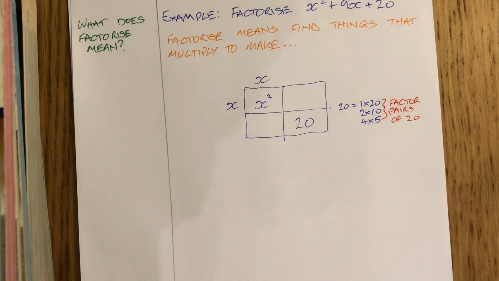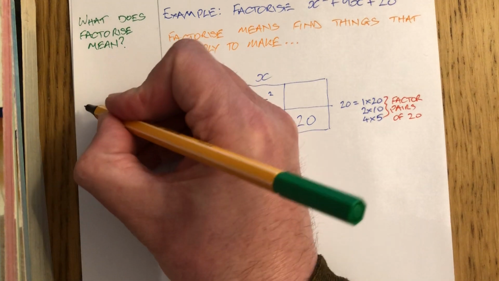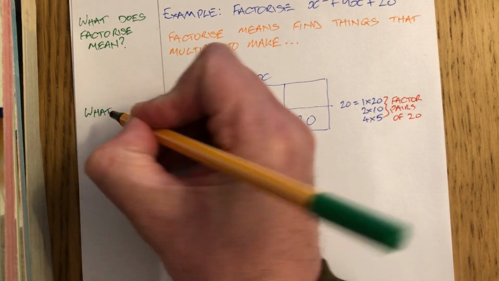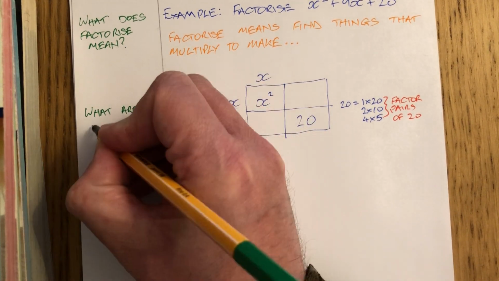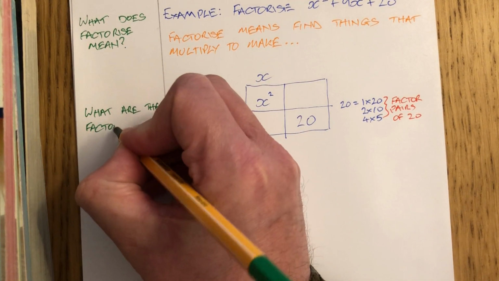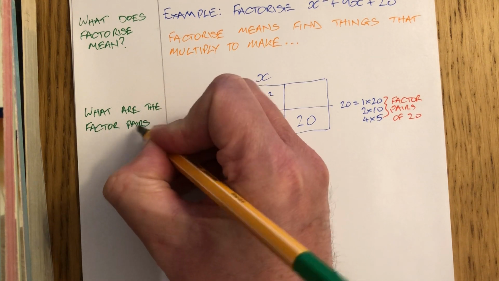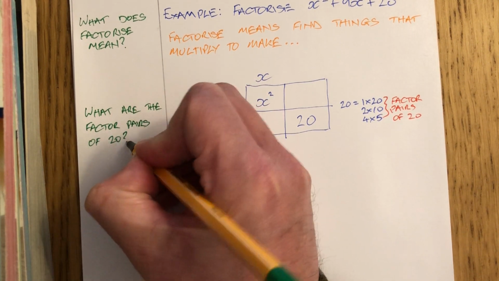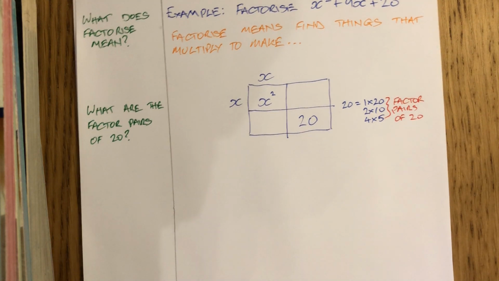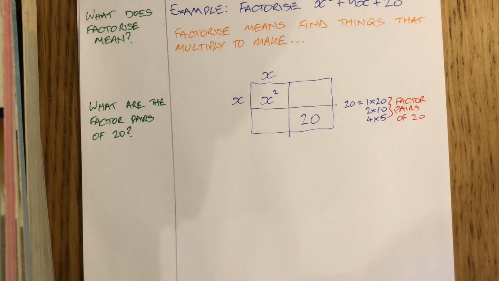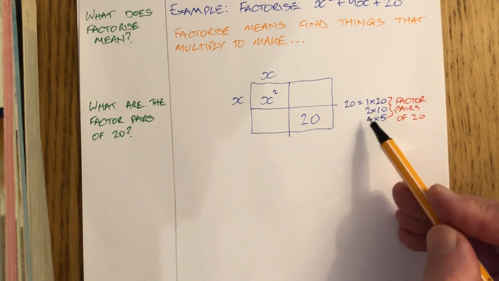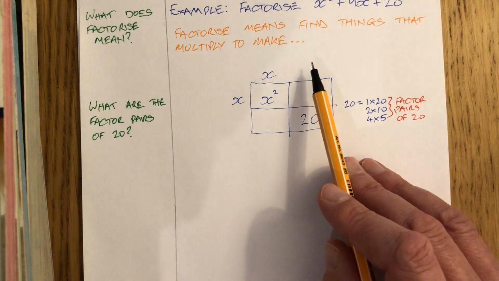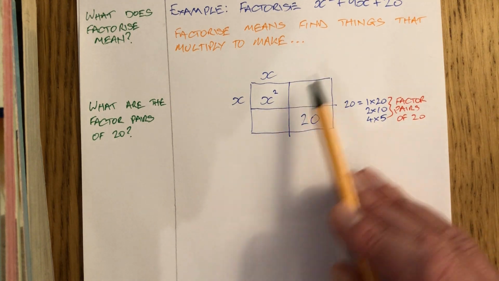And again, good idea, do a little bit of self-quizzing here. What are the factor pairs of 20? Okay, there they are. Now, I need to choose one of these pairs. It might be 1 times 20, might be 2 times 10, might be 4 times 5. And put those numbers here and here.